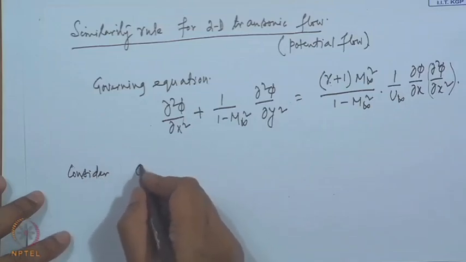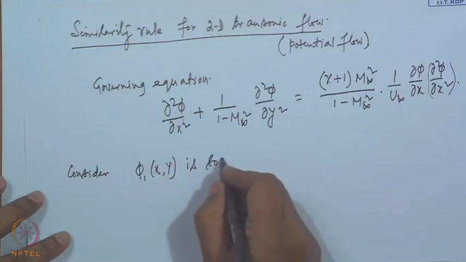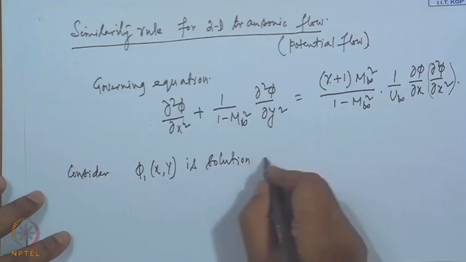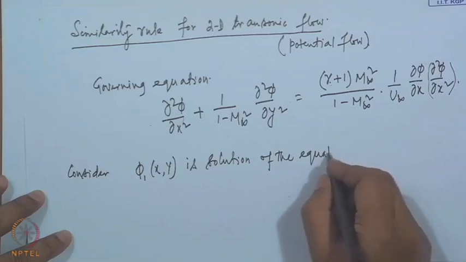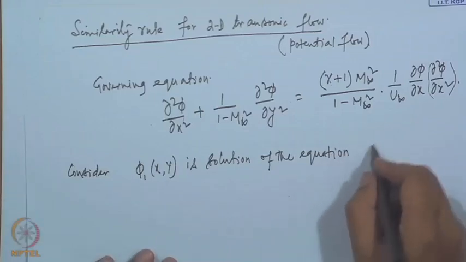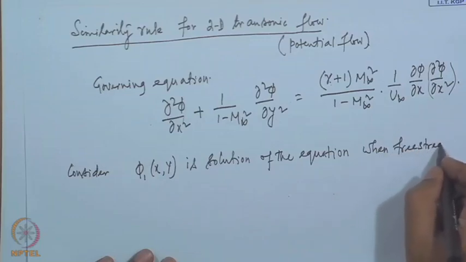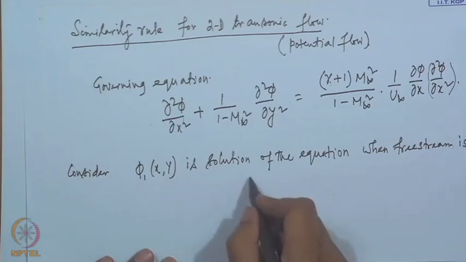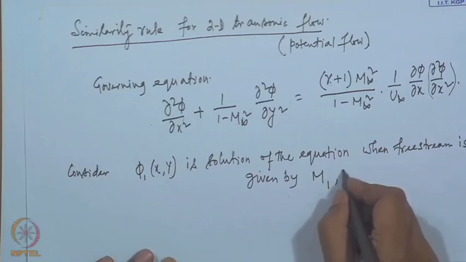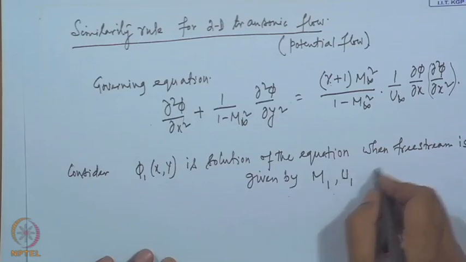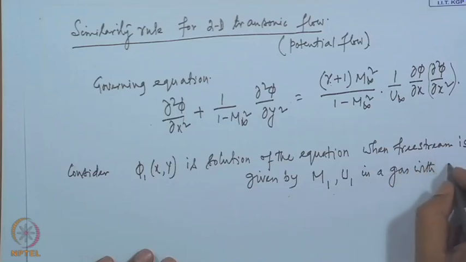consider phi 1 x y is a solution of the equation when free stream is given by m 1, u 1 in a gas with gamma 1.